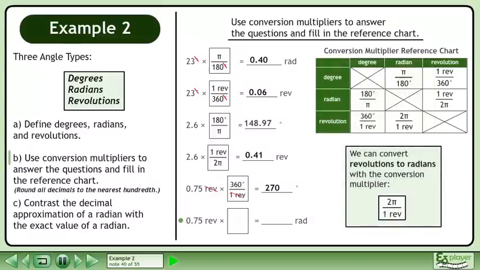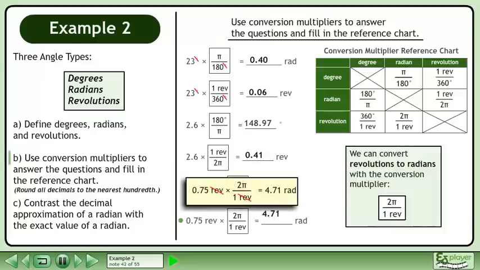Now we'll move on to the next conversion. We can convert revolutions to radians with the conversion multiplier 2 pi over 1 revolution. Multiply 0.75 revolutions by the conversion multiplier. The units of revolutions cancel out, leaving 4.71 radians.